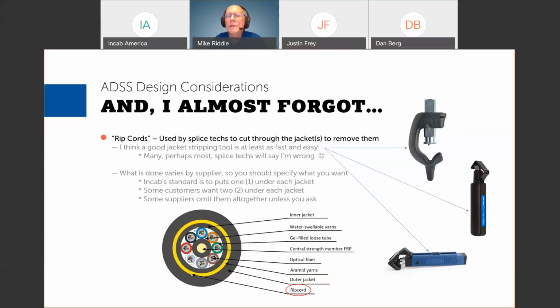One question I see here is, if span lengths are shorter, say 300 feet or less, is single jacket as reliable as a double jacket? And my colleague Dan said double jacket is more reliable. The added cushion and mechanical protection is just better. And I agree with Dan.